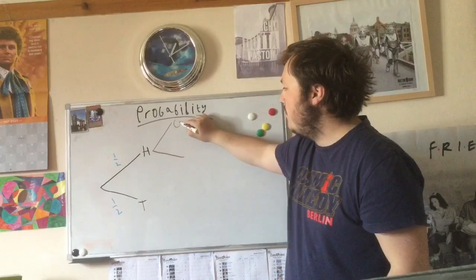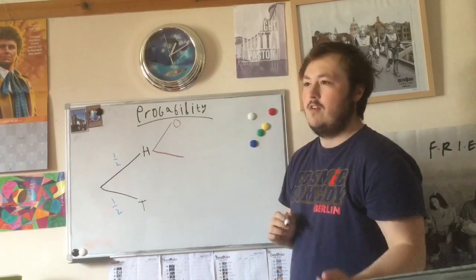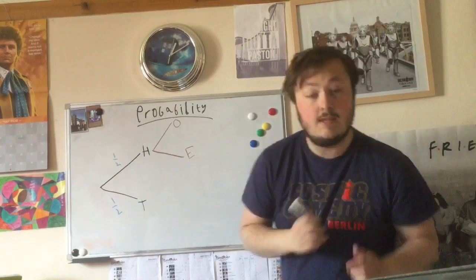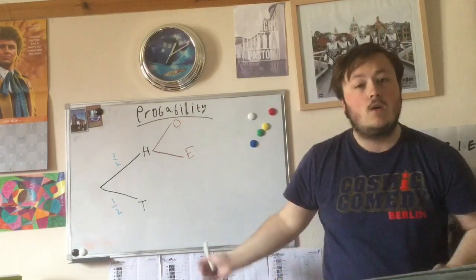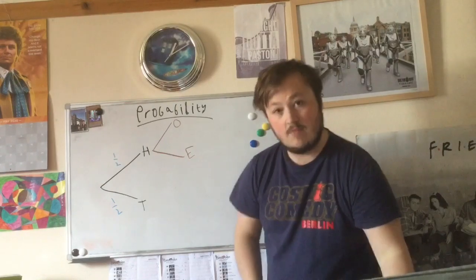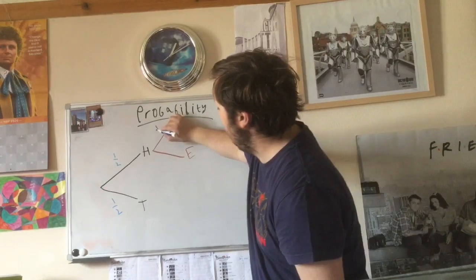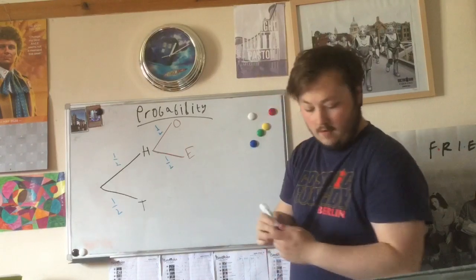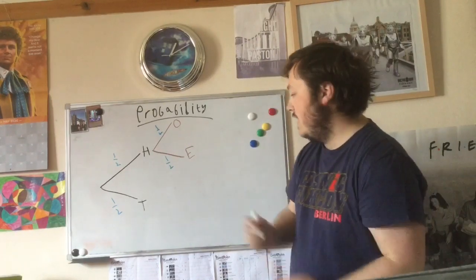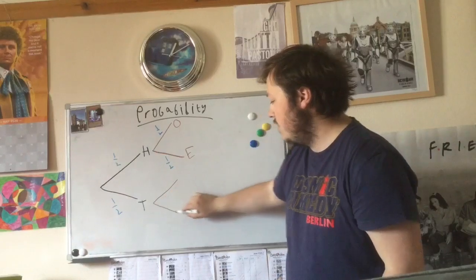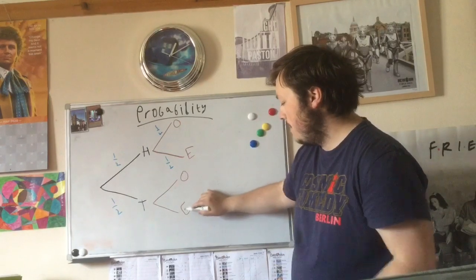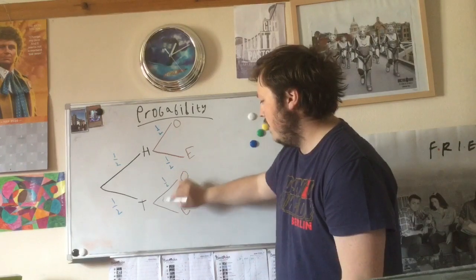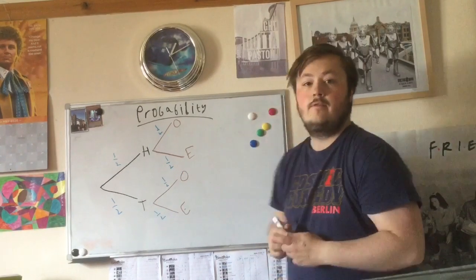I'm going to put an O up there, not 0, for odd, and I'm going to put an E there for even. Now, what's the probability that I get an odd number when I roll this dice? That's right, it's also a half. And then it's the same for even. And then I have to do the exact same thing for this side for tails. I draw two lines, O, E, and I write the probabilities a half and a half.